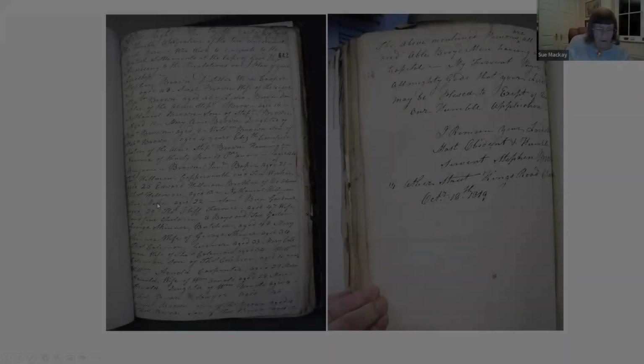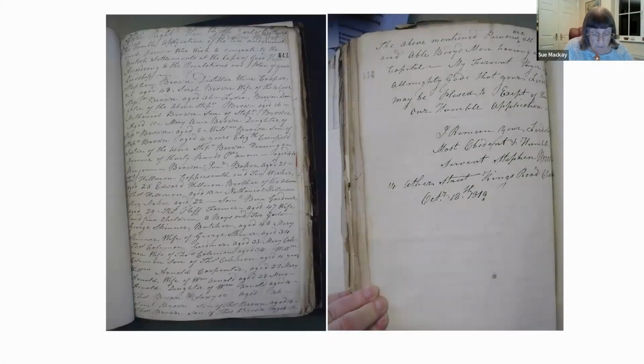And this is a letter written by Stephen Brown of Cox Party, who originally applied to take out a party consisting almost entirely of his own family members. And it gives a huge amount of genealogical information.